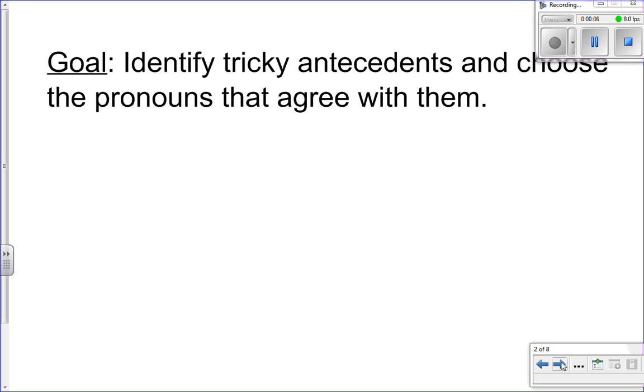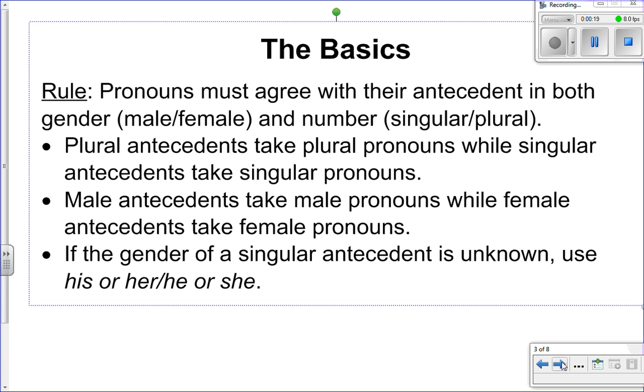Our goal for today is to identify tricky antecedents and choose the pronouns that agree with them. Today's concepts are very similar to what we talked about with subject and verb agreement. The only difference is that we're going to be talking about how to choose the right pronoun rather than how to choose the right verb. So here are the basics of our concepts today.